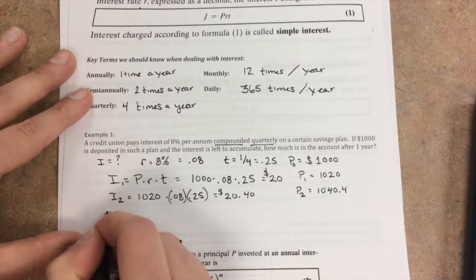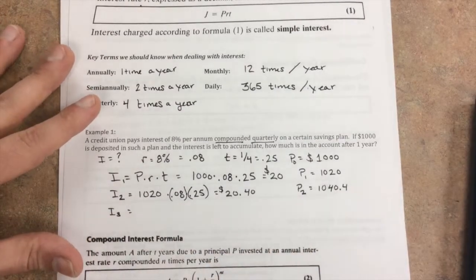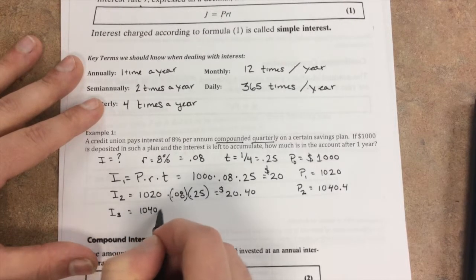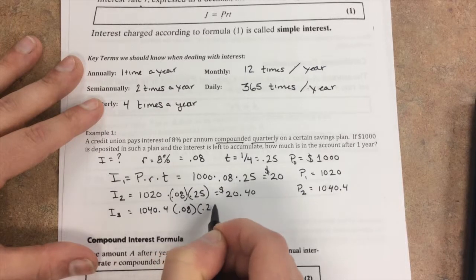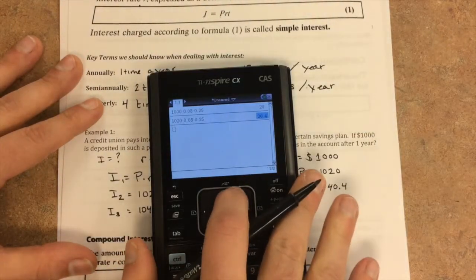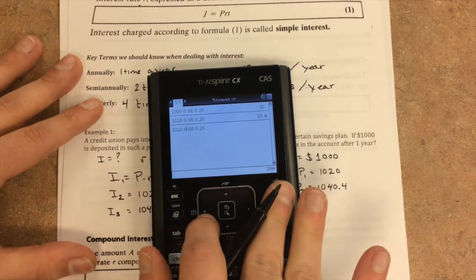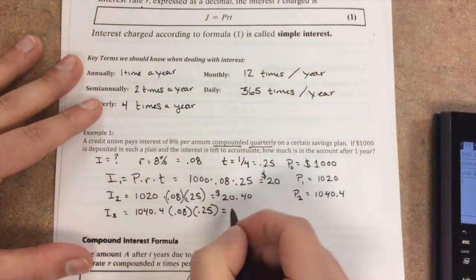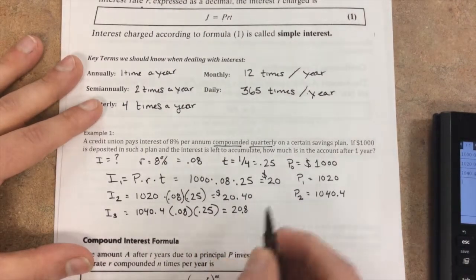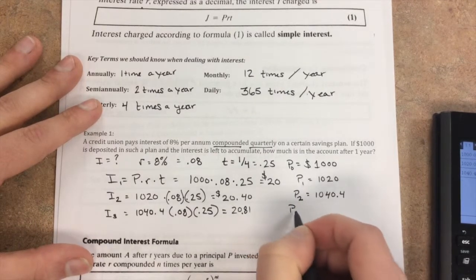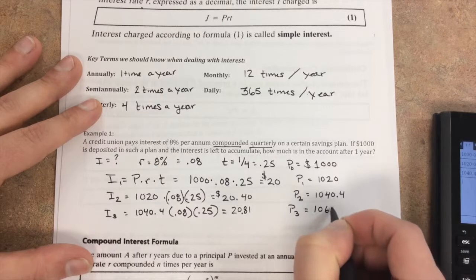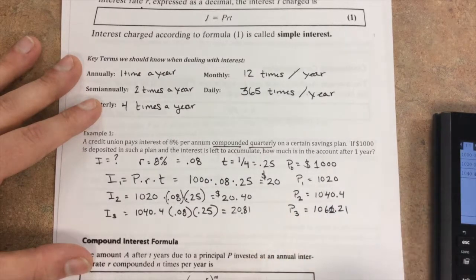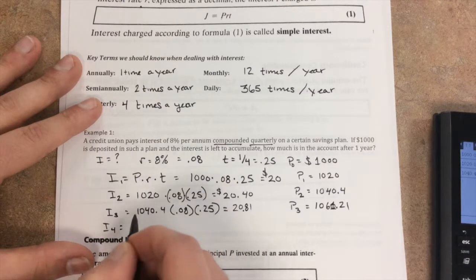Okay, so the interest after quarter three. You can see why this is not as simple as if we just gave you something over a year. So we have 1040.4 times 0.08 times 0.25. Our interest was $20.81. So after 3 quarters, we're at $1,061.21.